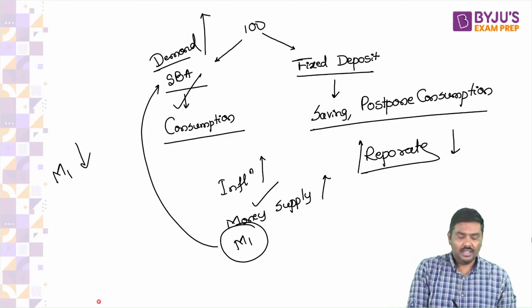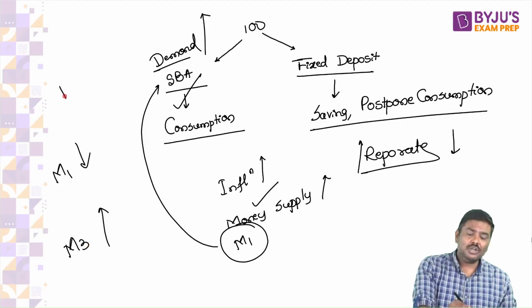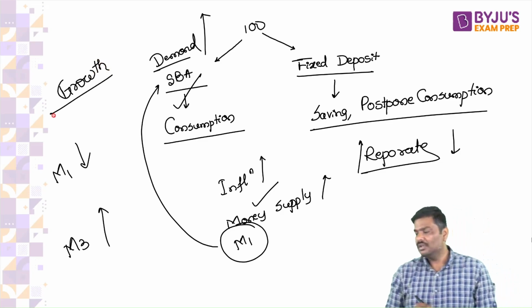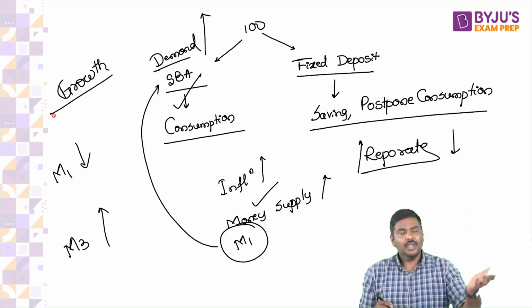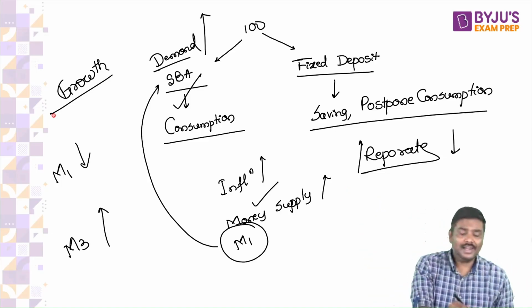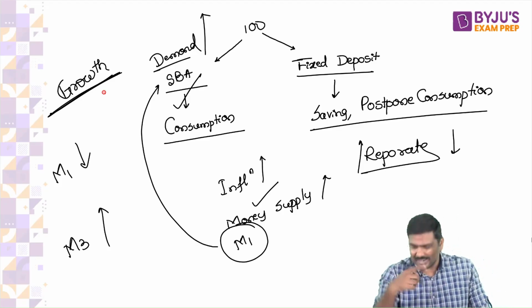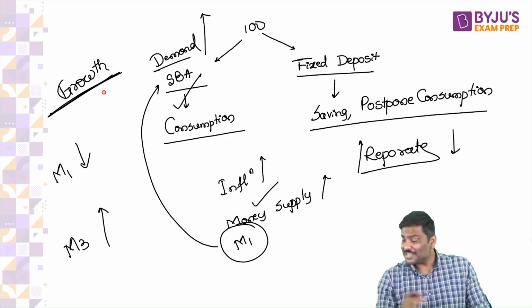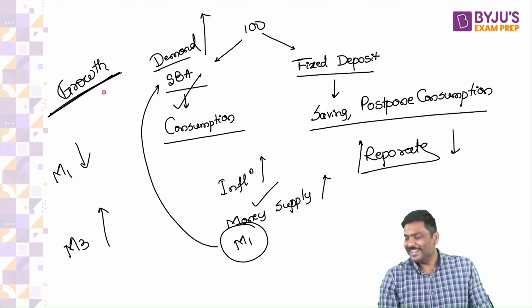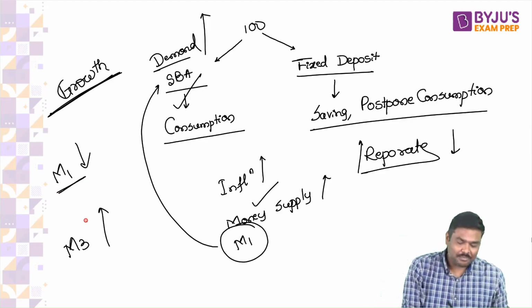On the contrary, think of this. M1 is decreasing and M3 is increasing, and RBI wants to promote growth in the economy. Please tell me, what will you do? If you are the RBI governor, will you increase the repo rate? Some of you are saying increase. No, my dear. You should not increase the repo rate.